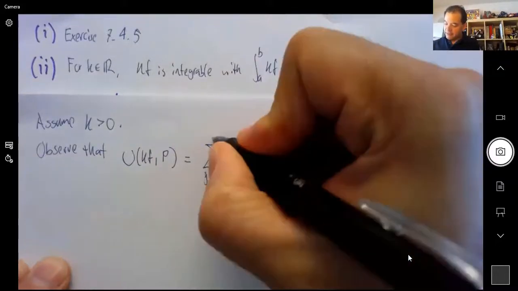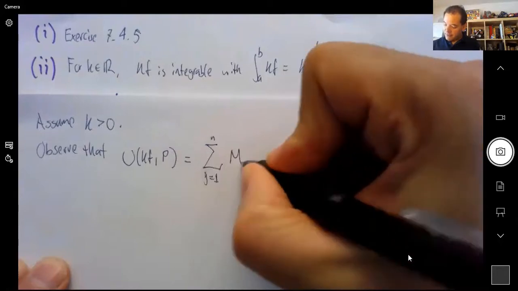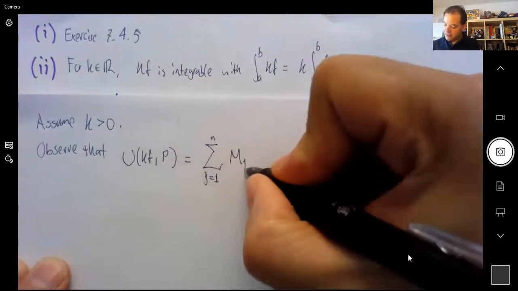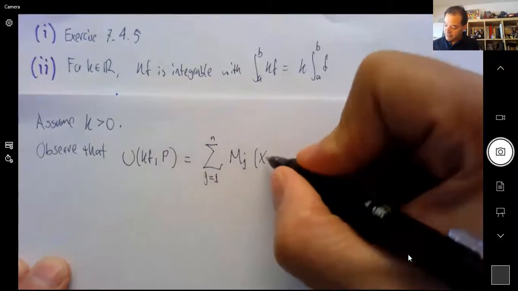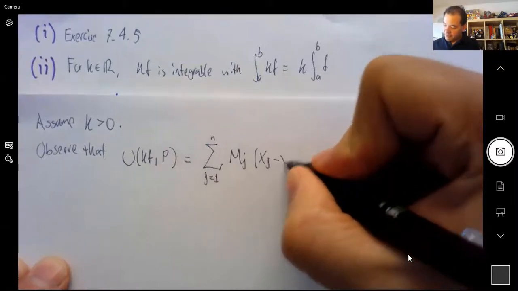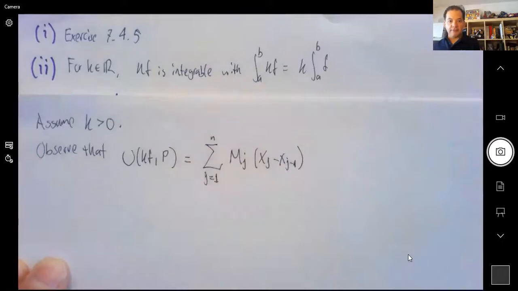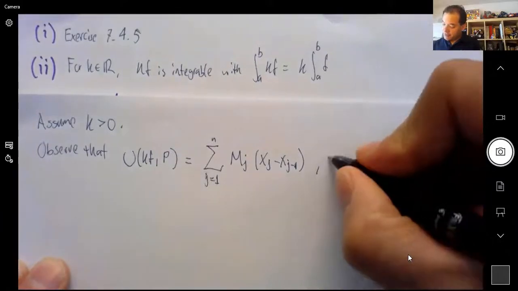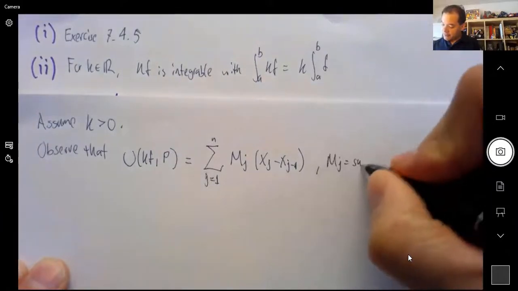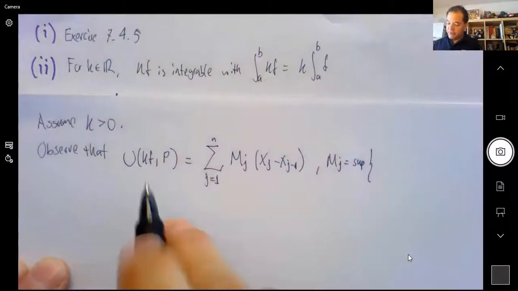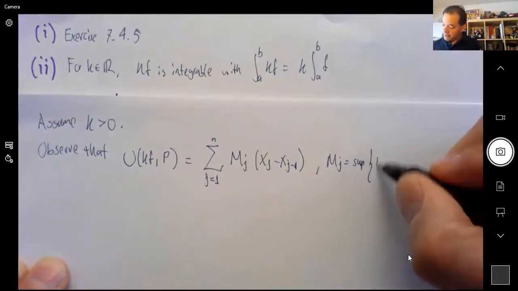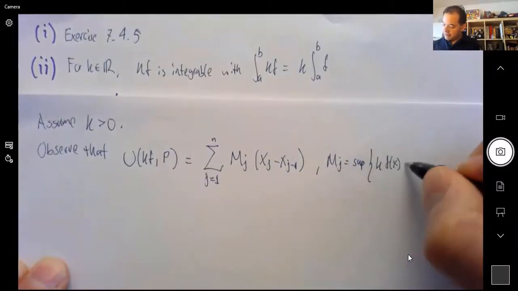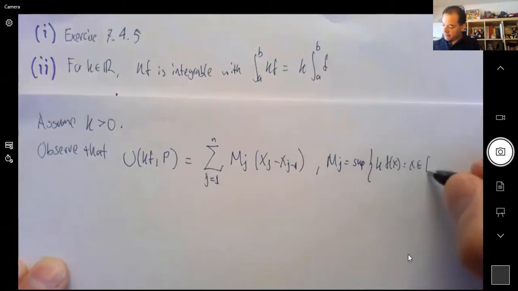And then we have the M_j times x_j minus x_{j-1}, the length of the jth interval. And M_j is the supremum. The supremum of what? Well, we're using this function, the supremum of kf(x) such that x belongs to the interval [x_{j-1}, x_j].